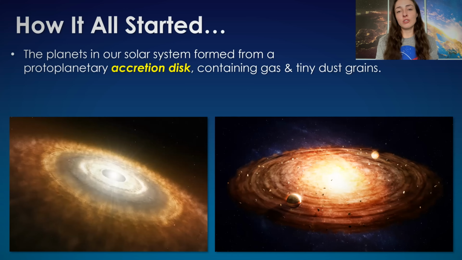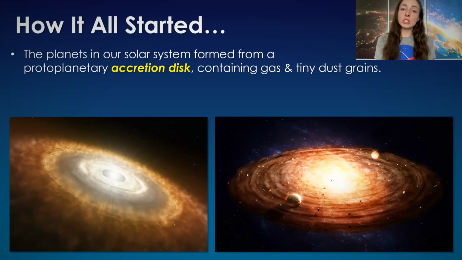So first things first, the planets in our solar system formed from a protoplanetary, before planets, accretion disk, a disk of material that was swirling around in space where planets were beginning to accrete. Accretion is this way that material comes together and then it gains more and more mass and more gravity and pulls more material in, and that's accretion, to my understanding.